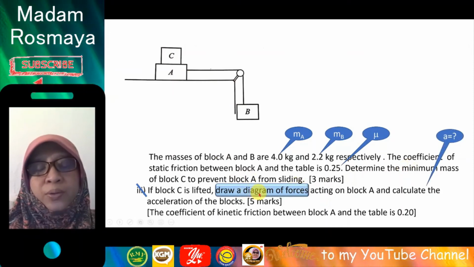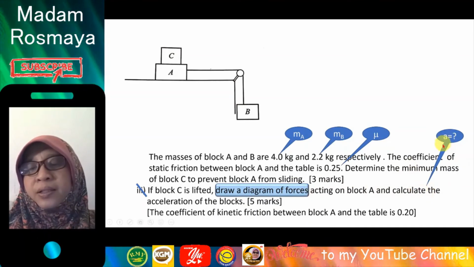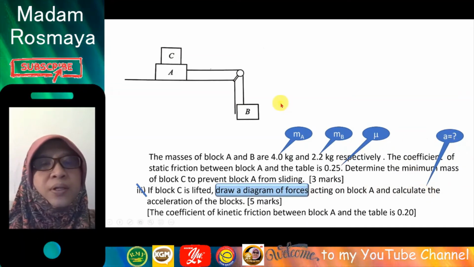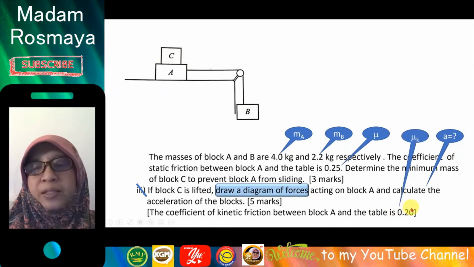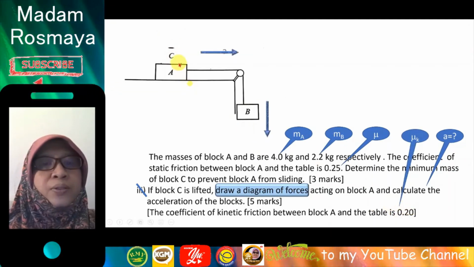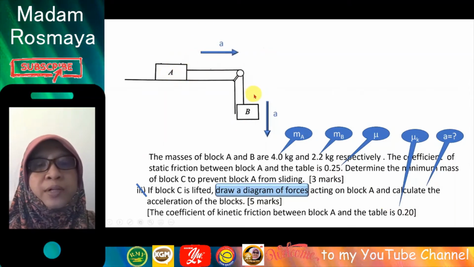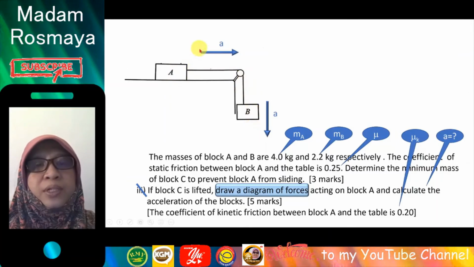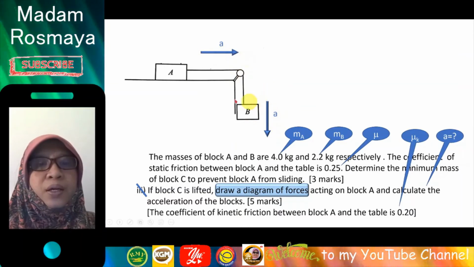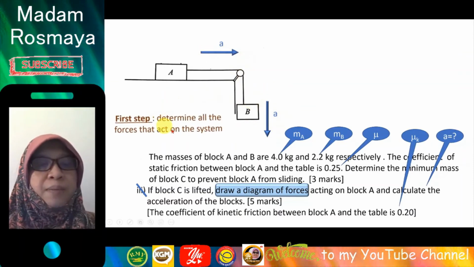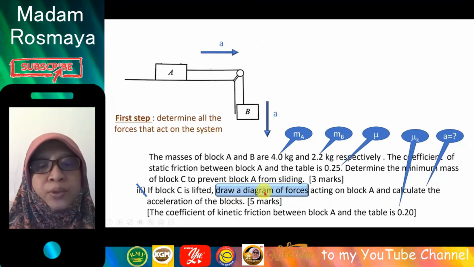So we are going to draw a diagram of forces first and then calculate the acceleration of the blocks. Okay, this is mu k, the coefficient of kinetic friction. So C is lifted, so A moves to the right and then B goes down. Okay, so this is the direction of acceleration. Next, first step, we determine all the forces that act on the system. The question asks to draw the diagram of forces.